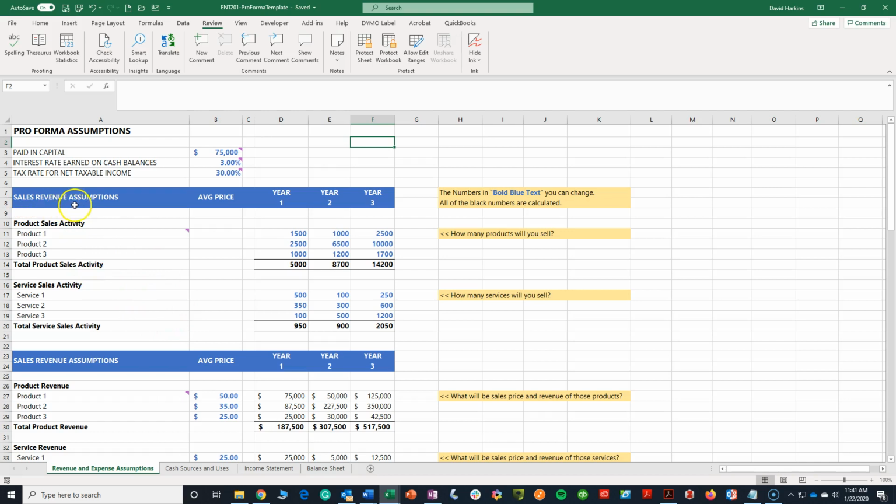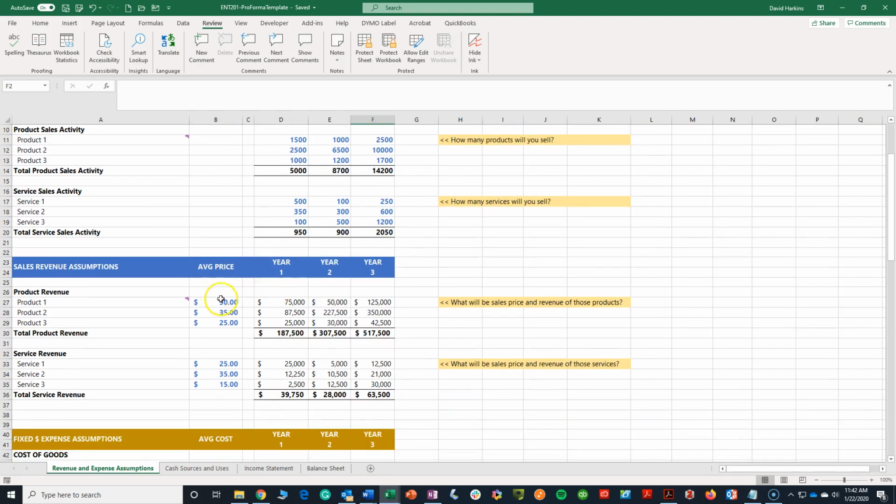So this is sales revenue assumptions, and we start with the sales activity. So we're going to put over here on this side the actual number of products we think we'll sell in the first year. That would be in the first 12 months. So product 1, I put in 1,500 units, product 2, 2,500 units, 1,000 units for product 3, and I put in some numbers for services. So it calculates for us the total product sales activity.